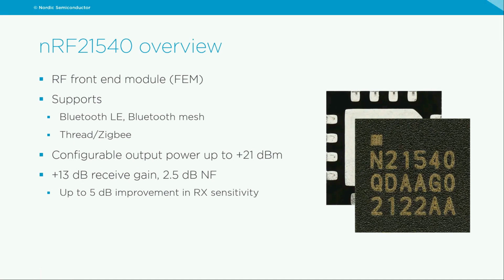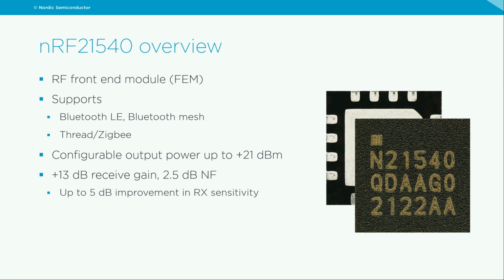So one of the key new features we added to version 1.7.0 is support for the nRF21540 front-end module. This is a new device in our portfolio. We launched the device at the end of 2020, but now we have also got all the software support in place, and we will soon release kits with the nRF21540 into the market. This is a front-end module which supports all of the radio protocols that we are running on the 52 and the 53 series.